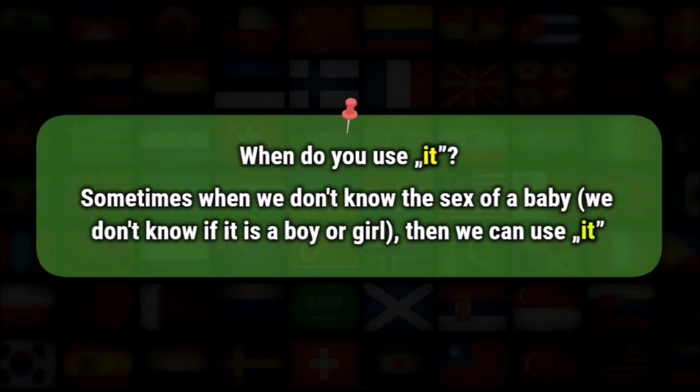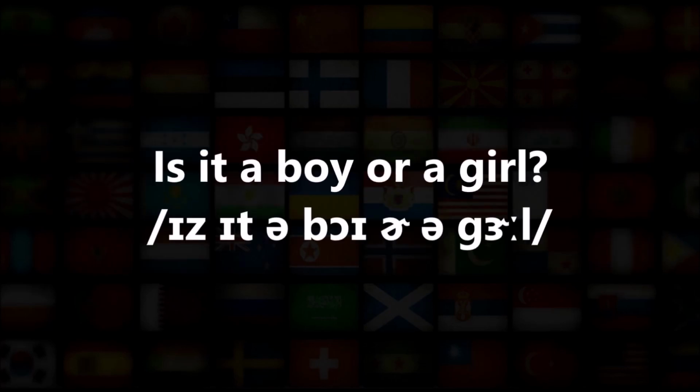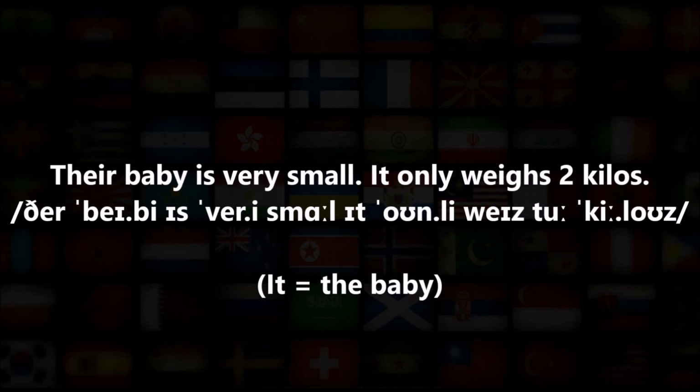Sometimes when we don't know the sex of a baby, we don't know if it is a boy or a girl, then we can use it. Is it a boy or a girl? Their baby is very small. It only weighs 2 kilos. It equals the baby.